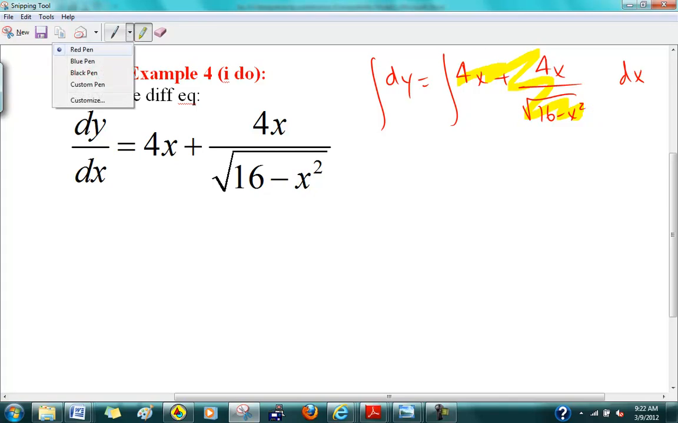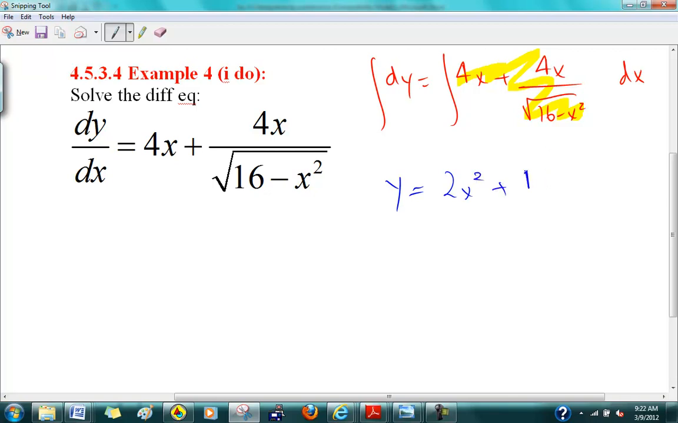And if I integrate dy, what do I get? Nice. Good job. If I integrate 4x, 2x. I mean, no. 2x squared. Thank you. Now I'm going to pull this 4 out and then do this integration here. And for the last one, I'm going to need a u sub.